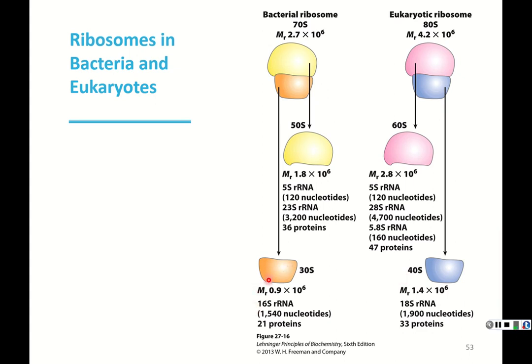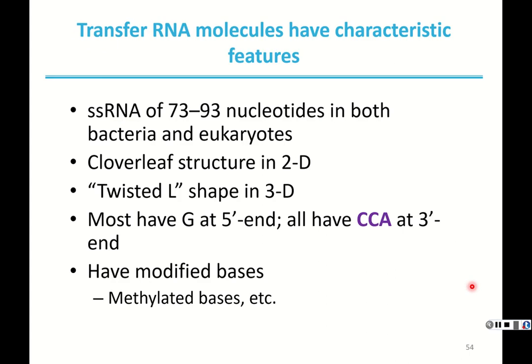In the smaller subunit in bacteria, it was the 16S rRNA. In eukaryotic cells, it's the 18S rRNA. Okay, so those are the makeup of ribosomes. And now let's talk about transfer RNA, the tRNAs.